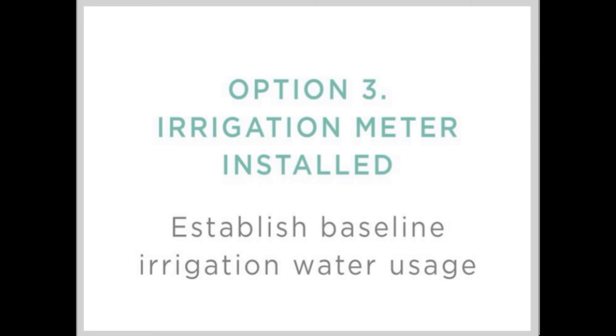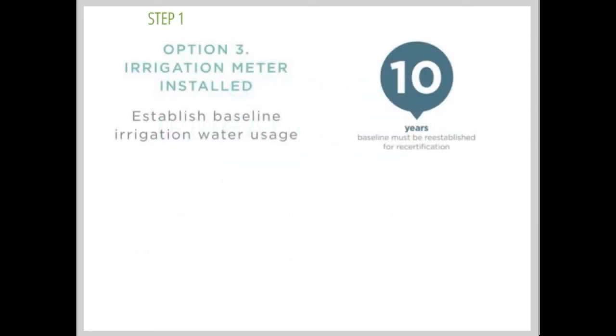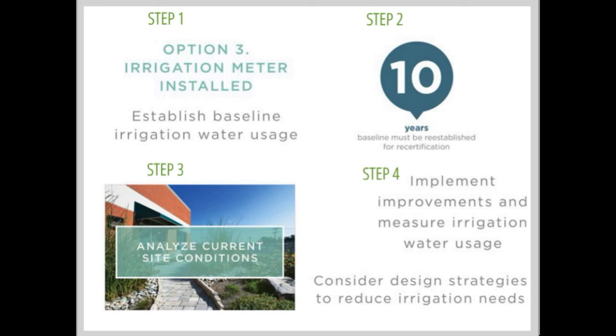For projects pursuing Option 3, the first step is to establish an irrigation water usage baseline by taking the annual average of at least 3 years of consecutive data from the past 5 years. The baseline must be established using data from years before the performance period.